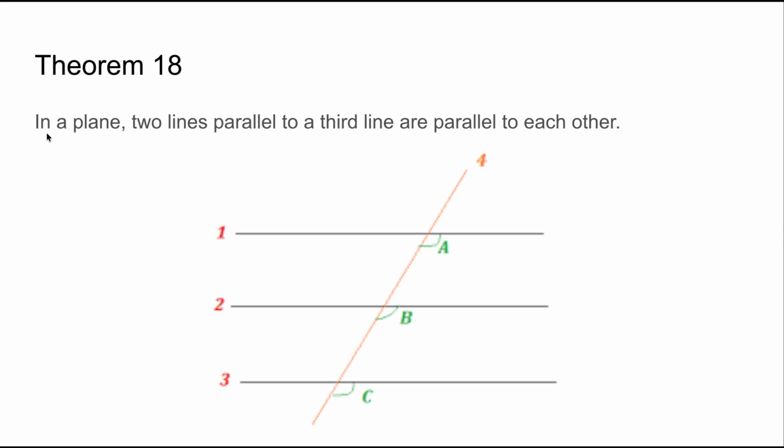And then theorem 18: in a plane, two lines, 1 and 2, parallel to a third line, are parallel to each other. So if 1 is parallel with 2 and 2 is parallel to 3, then all are parallel together. And so therefore they will all have the same corresponding angles, because they have the same transversal line going through them.